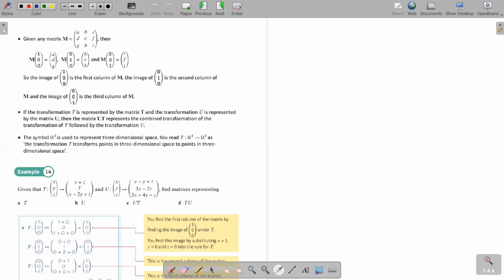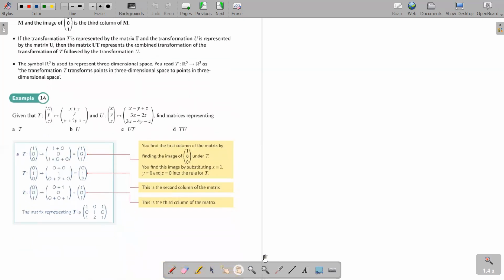How does this work? Let's look at this example 14. They say given that the transformation T, this shows how (x, y, z) is transformed. The object coordinates are (x, y, z). Now look at the image coordinate of (x, y, z). The first coordinate is x plus z. The second coordinate is directly y. The third coordinate is x plus 2y plus z. Then they are saying given that T is this, find the matrix representing T. How do we find the matrix representing T? Look at this.